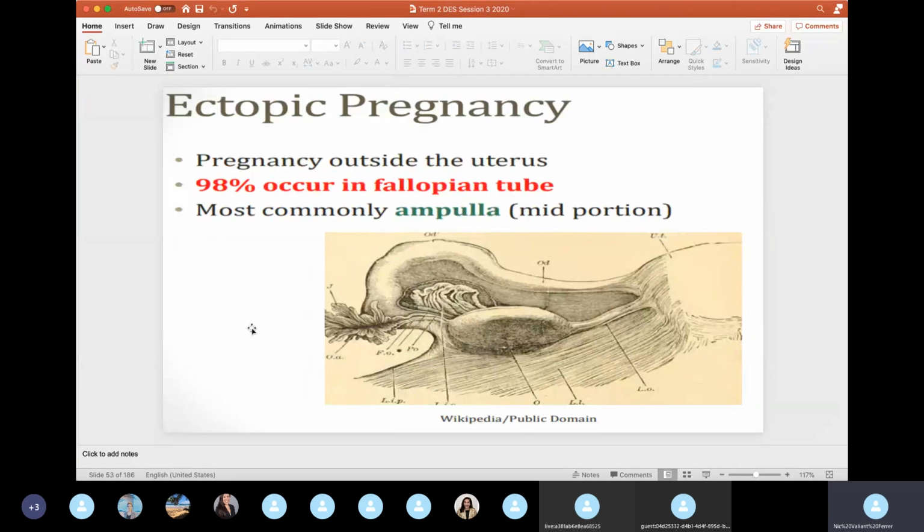Now let's talk about ectopic pregnancy. Ectopic pregnancy is pregnancy outside the uterus, high yield. Where does it occur? In the fallopian tube. Specifically, where in the fallopian tube? Most commonly the ampulla, okay? When I say ectopic pregnancy, you say commonly occurs in the ampulla of the fallopian tube.